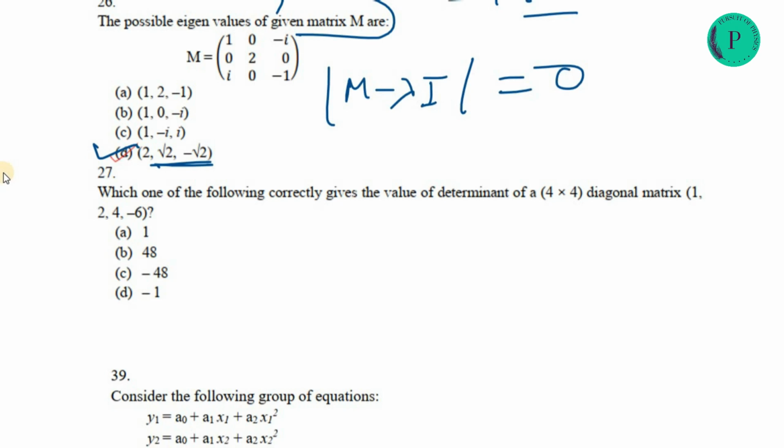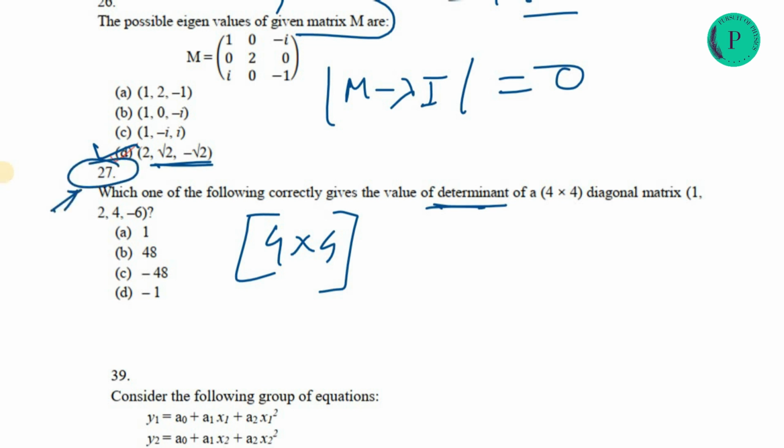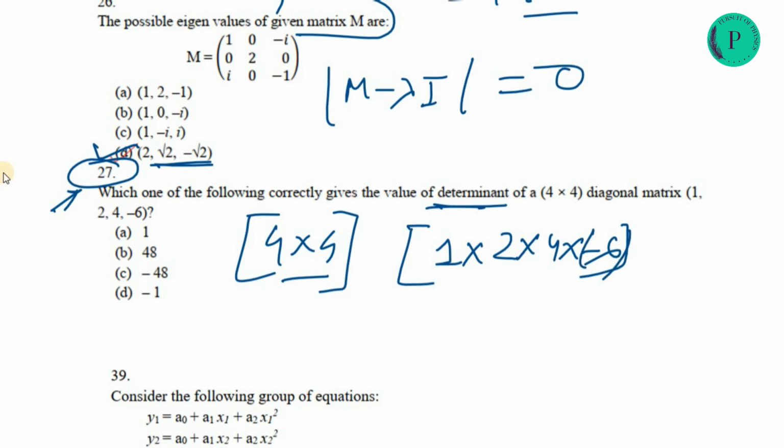The next question is the 4 cross 4 diagonal matrix, to find the determinant of the 4 cross 4 diagonal matrix. So this question is 27. I will upload all these things on my Telegram channel, so you can collect all the category-wise distribution of the questions. So for a 4 cross 4 matrix, if it is diagonal, the determinant is just the multiplication of the diagonal terms. So here the diagonal terms are given as 1 cross 2 cross 4 into minus 6, which is minus 48.